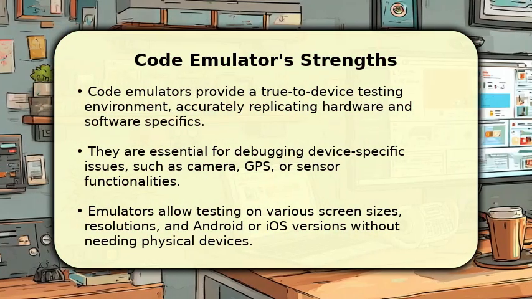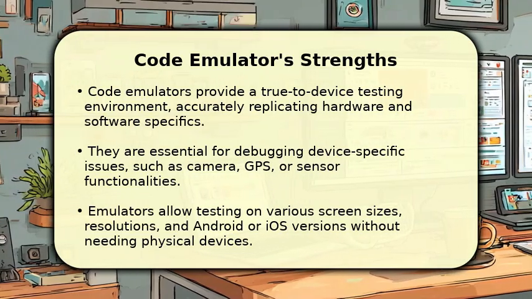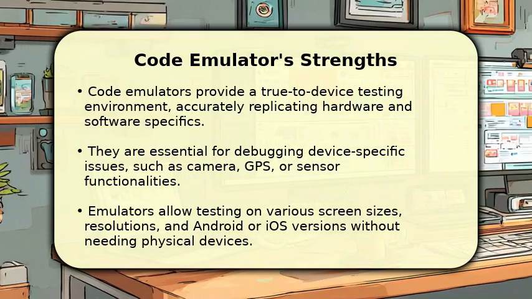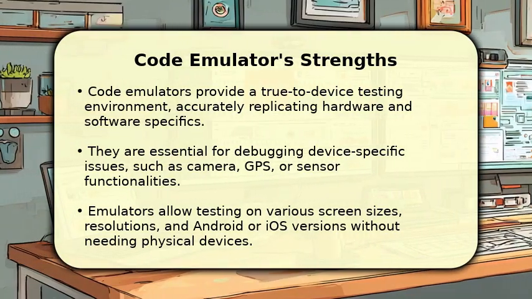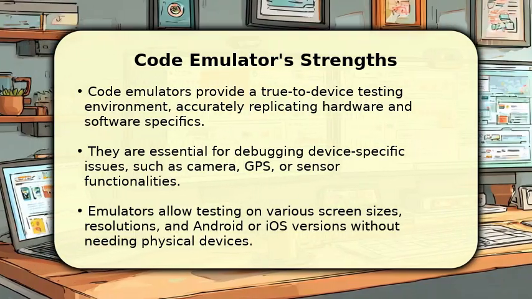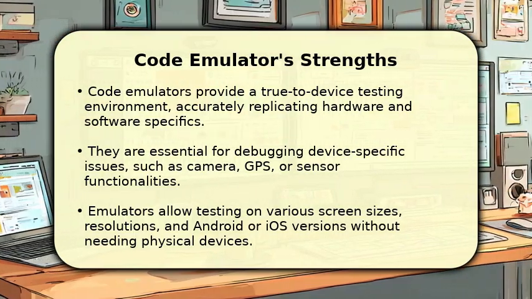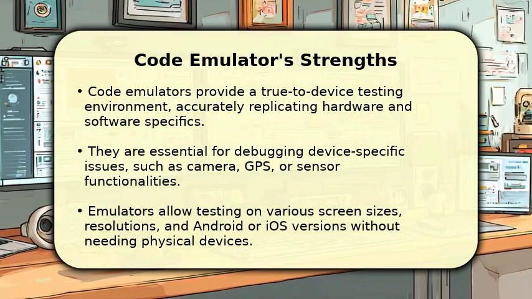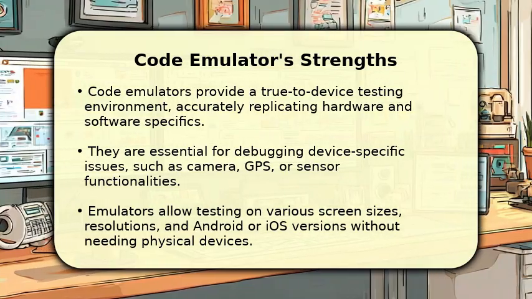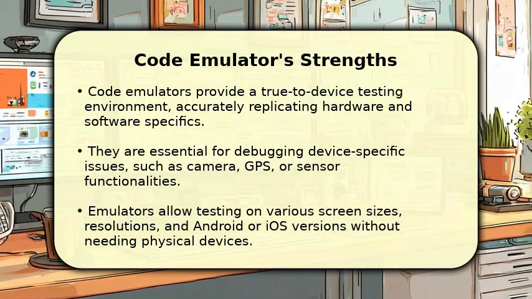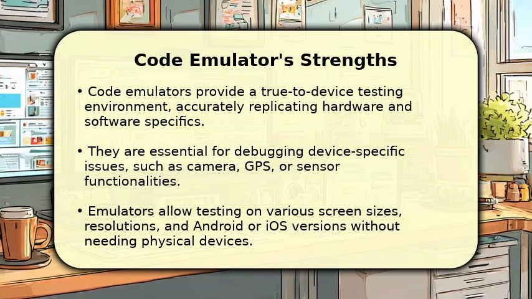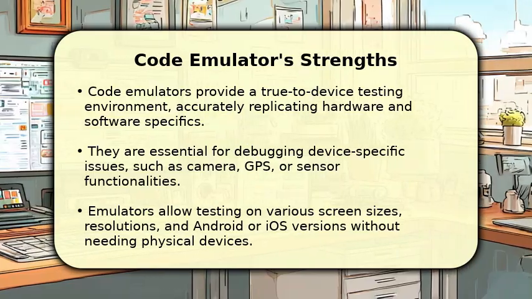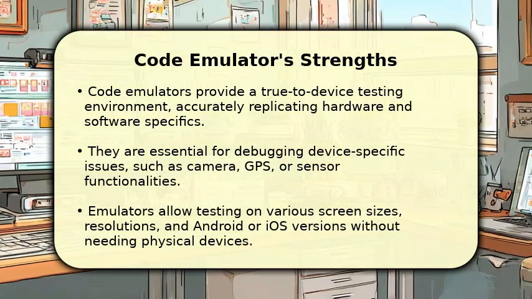Code emulators are indispensable for precise testing, offering an environment that mirrors actual devices, down to specific hardware and software configurations. They are vital for pinpointing and debugging issues related to device features like the camera or GPS. You can test your application across hundreds of different screen sizes and operating system versions without owning a single physical device. Furthermore, emulators provide powerful tools for performance profiling and simulating diverse network conditions, ensuring your app is robust.